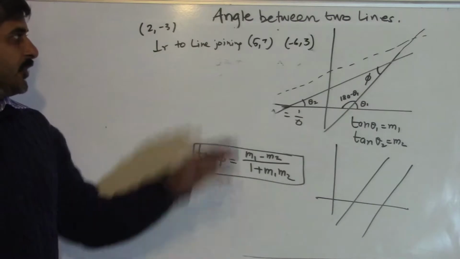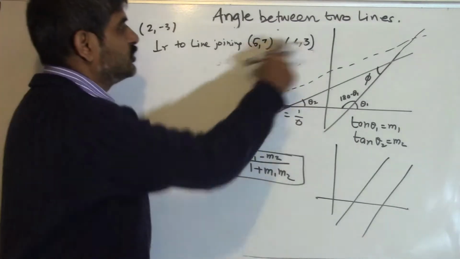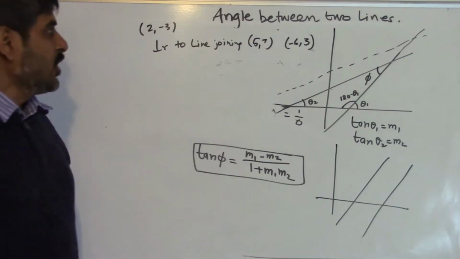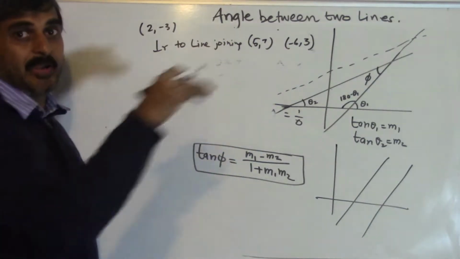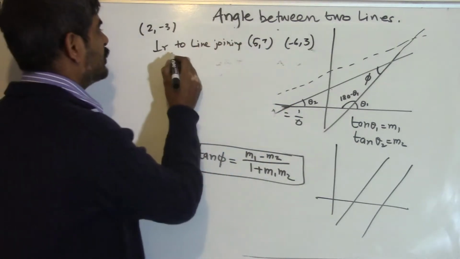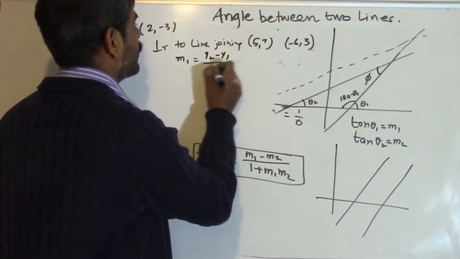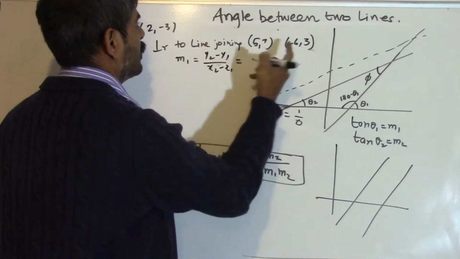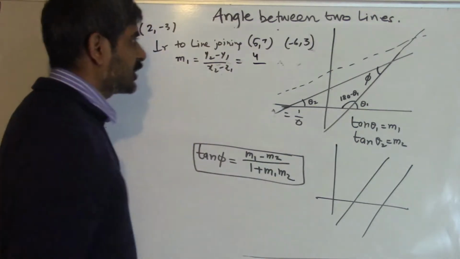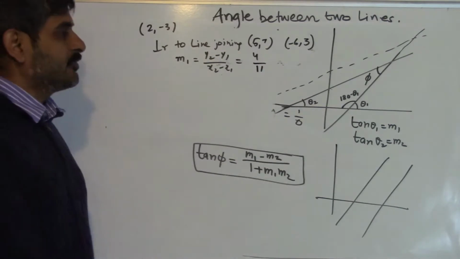So one way is to find the complete equation of the straight line passing through these 2 points. But we don't need to do that, all we care about is finding the gradient of the line perpendicular to this line. So first we will find the gradient of this line. The gradient, let us call it m1, will be equal to (y2 minus y1) divided by (x2 minus x1). So 7 minus 3 is 4, and 5 minus (-6) is 11. So m1 is 4 by 11.